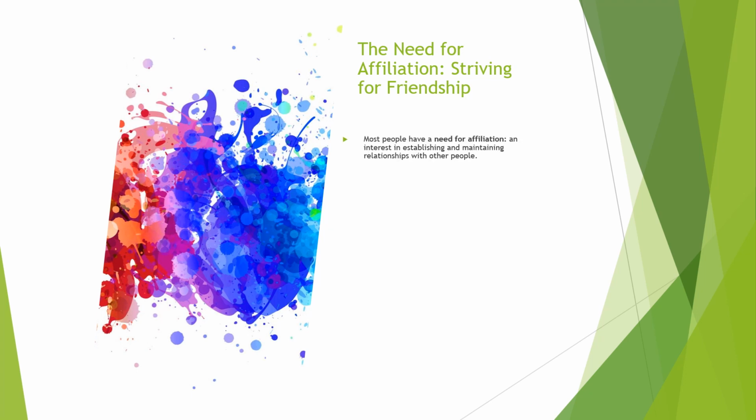All right, let's move away from the need for achievement and let's look at the need for affiliation. This is where you strive to have friendships. The need for affiliation, striving for friendship. Most individuals do have a need for affiliation. That's where they have this interest in establishing and maintaining relationships with other people. People that have a higher need for affiliation tend to be with their friends more, and they tend to be alone less.